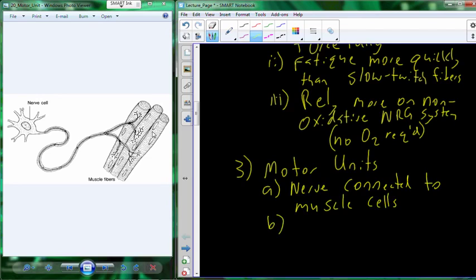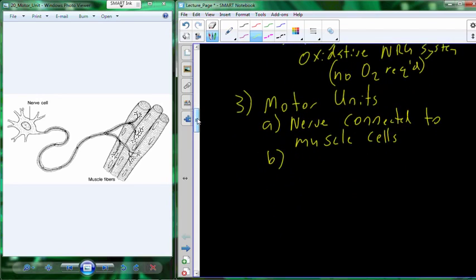Now, there are going to be many, many motor units within a given muscle. So let's take the biceps brachii, the muscle in the arm, for example. You're going to have thousands of motor units, individual nerves connected to multiple cells within the biceps. So thousands of those motor units.